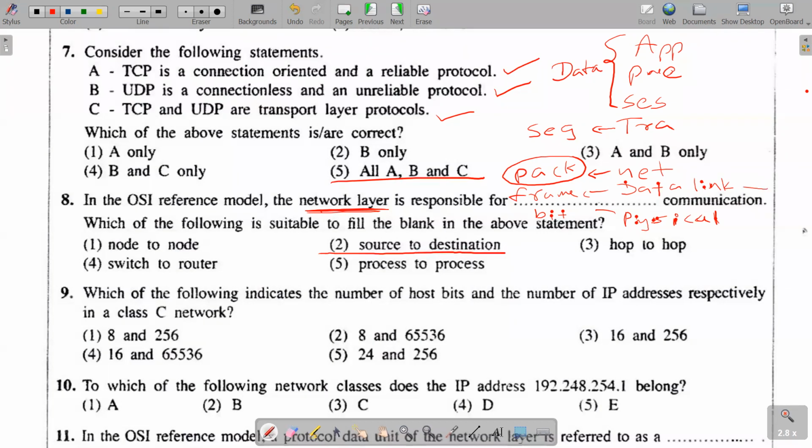If they ask about the data link layer, it's going to be node to node.